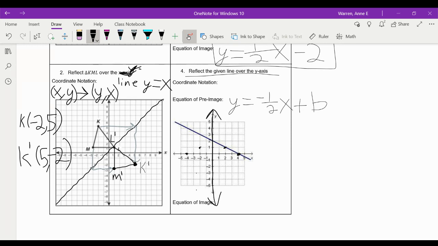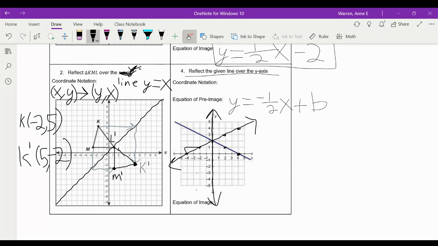And then once again, from this point, I can just sort of use this slope. You can see I have to go up 1 and over 2, right, to get to the next point. So I'm going to keep doing that, up 1 over 2, up 1 over 2, up 1 over 2, to give me other points that I connect to draw my image.